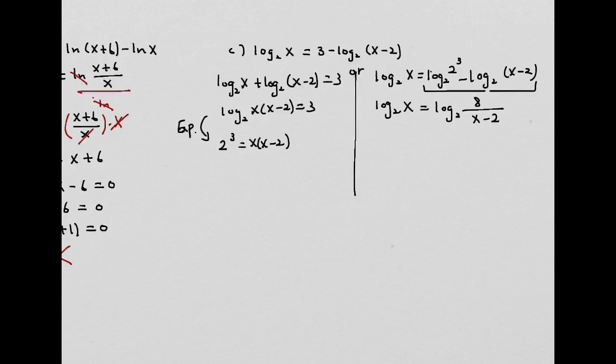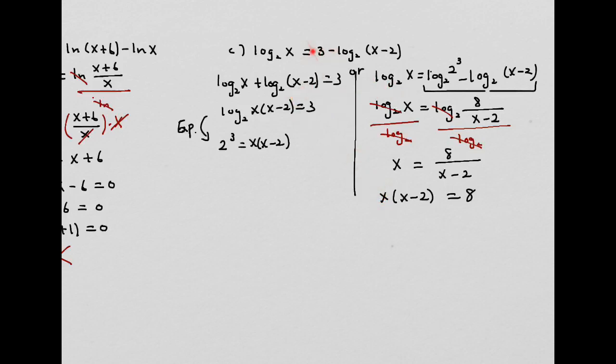X minus 2. Once you make a single logarithm on each side of the equation, you can divide both sides by log 2 to get rid of the logarithm. Then you get only x equals 8 over x minus 2. And when you multiply both sides by x minus 2, you get the same thing as the other side. So it's up to you whichever way you want to do it.